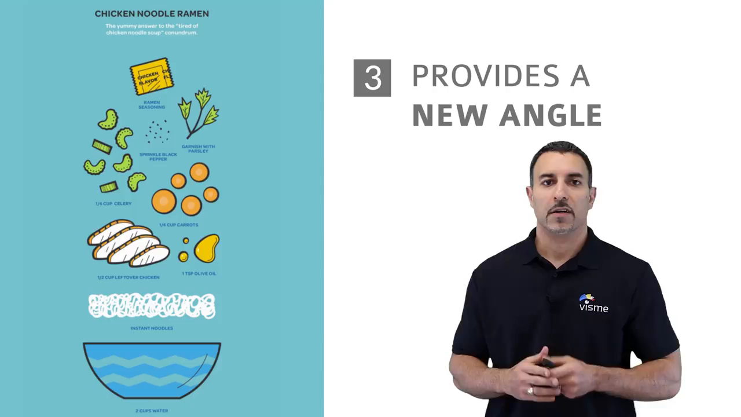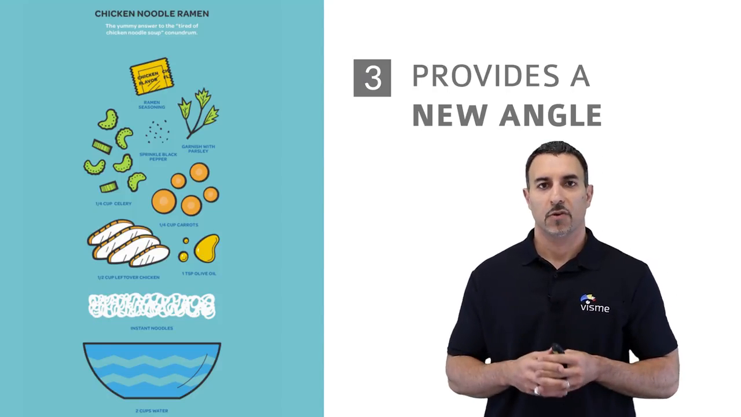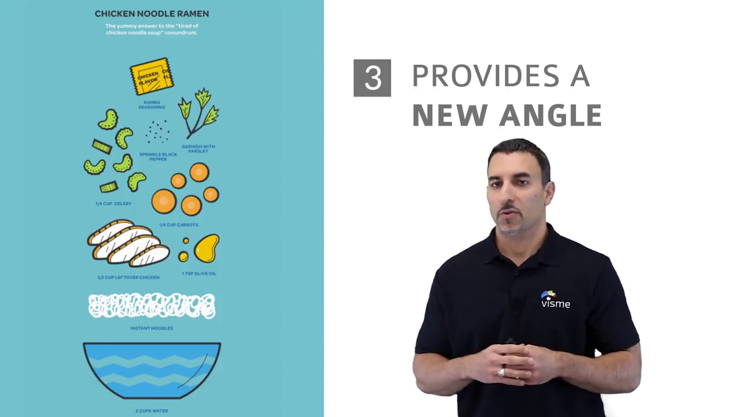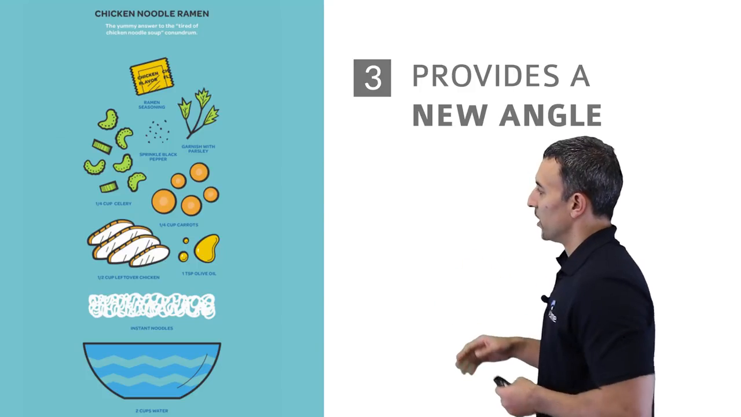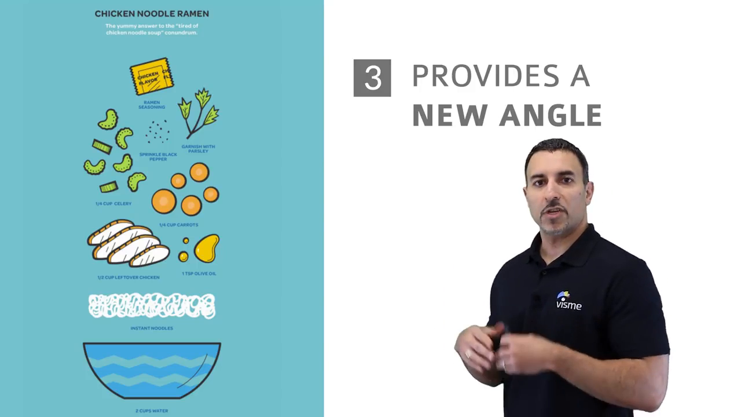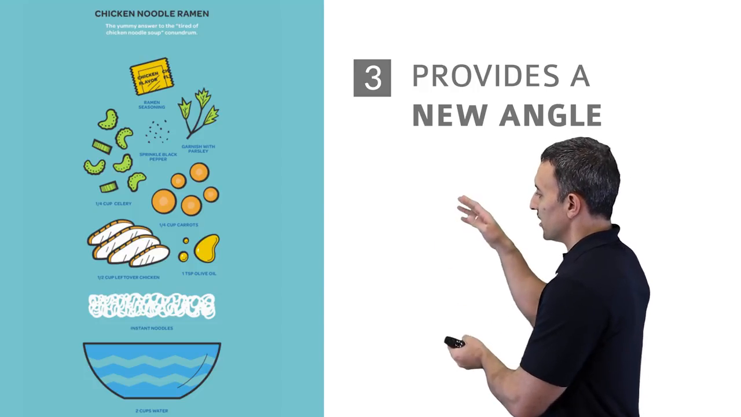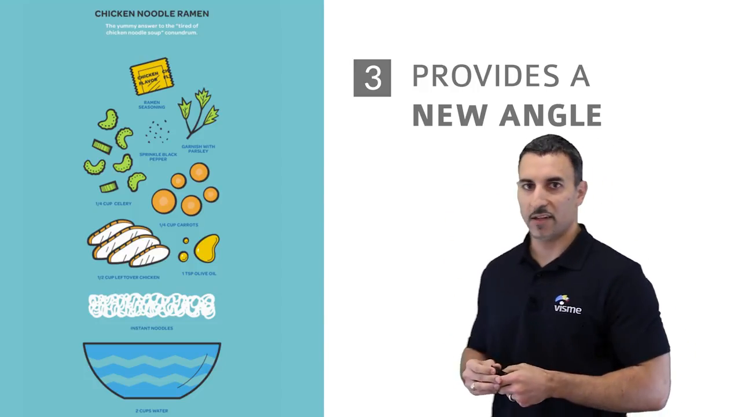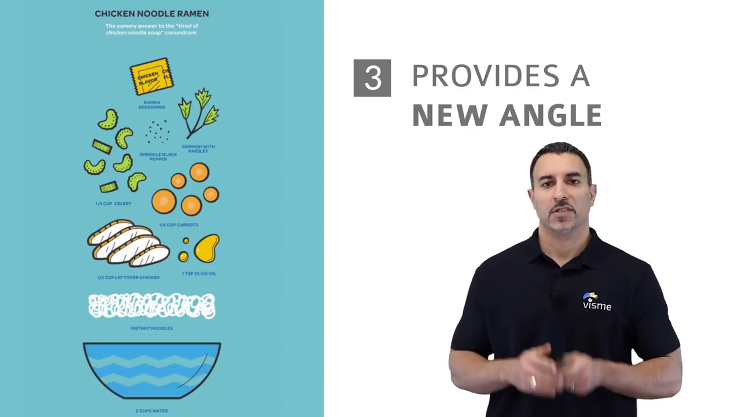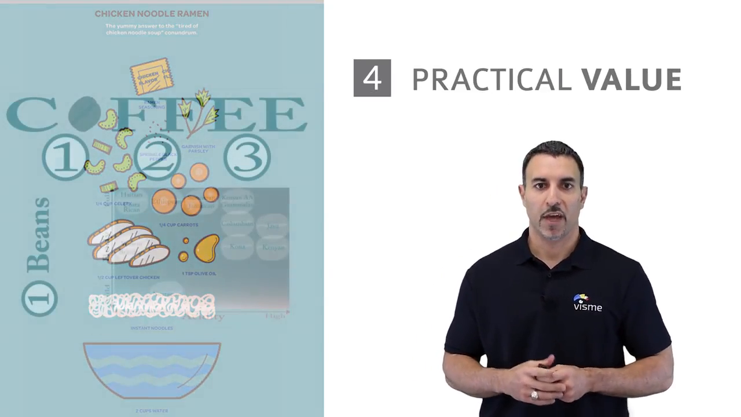A good infographic uses unconventional angles to inform your audience. So this one I really love. It tells you the ingredients of chicken noodle ramen. What it's done is take the ingredients and break them down into one simple, easy to understand, snackable visual. So that's a perfect example. You want to provide a new angle whenever you can.